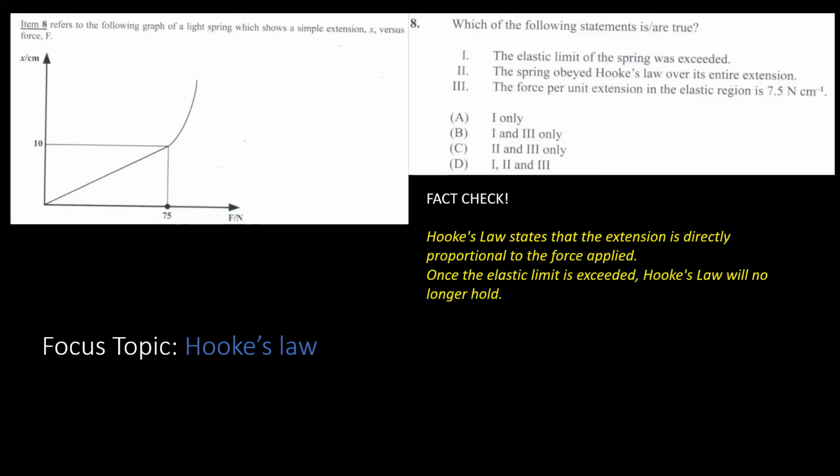So 1 would be true and 2 would be false, because the spring did not obey Hooke's law over the entire extension. And we could calculate the force per unit extension from the values on the graph. The force divided by the extension would be 75 divided by 10. So that would be 7.5 newtons per centimeter. So the answer is B.